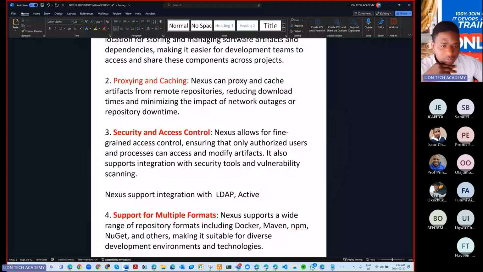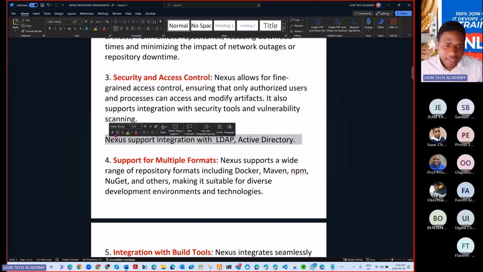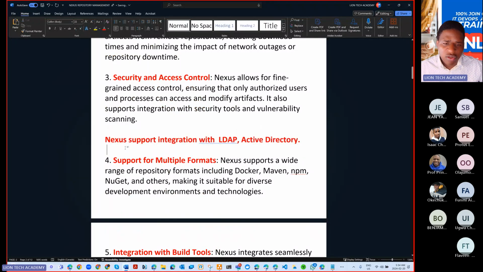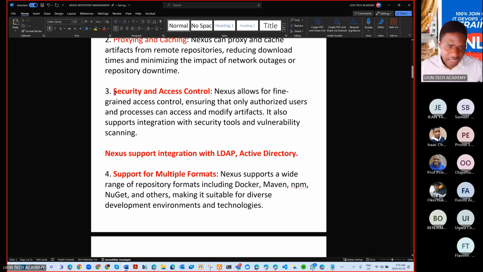Why is this important? Because Nexus is a highly sensitive environment, so access control has to be firmly managed. What that means is that if you went for an interview and you're asked, hey, what is your experience with Nexus? If you lack anything to say, you know what? I'm in charge of security and access control. That is good enough.